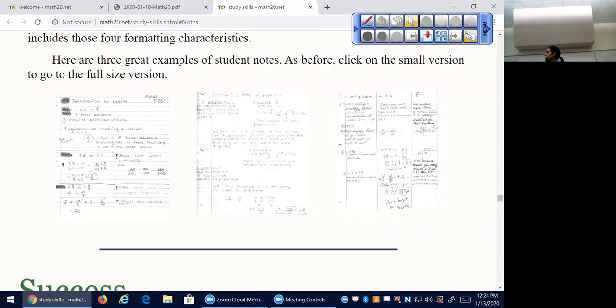I've included also just a few examples from students from the past. Notice none of these look exactly like what I just showed you. But those are all great ones if you want some ideas, things to look at. Okay, questions about note-taking?